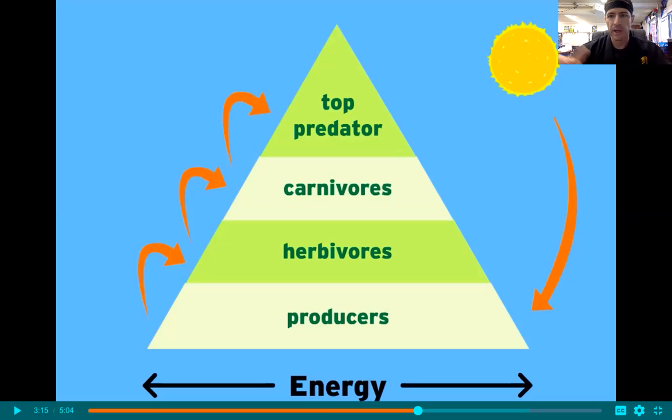Okay. So no matter what, the energy is still getting transferred from producers to herbivores. Energy is transferring from herbivores to carnivores and then to the top predator. And you kind of get the cycle of things when you have the sun that goes with it.